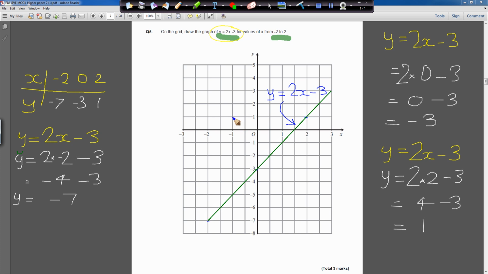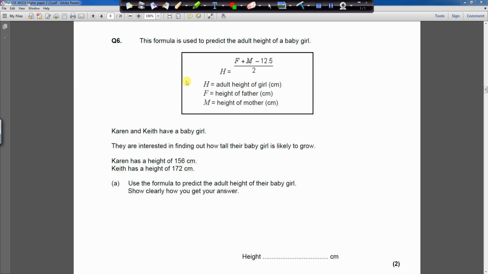Okay, folks, thank you very much for joining me on this question, question number 5. Now, one more question to do for our take 2 on these questions, because we had issues with the sound the first time. And inshallah, let's see if this works. Right, bismillah. Question number 6: this formula is used to predict the adult height of a baby girl.